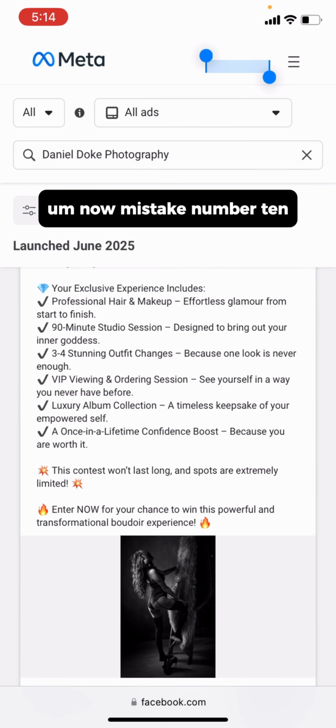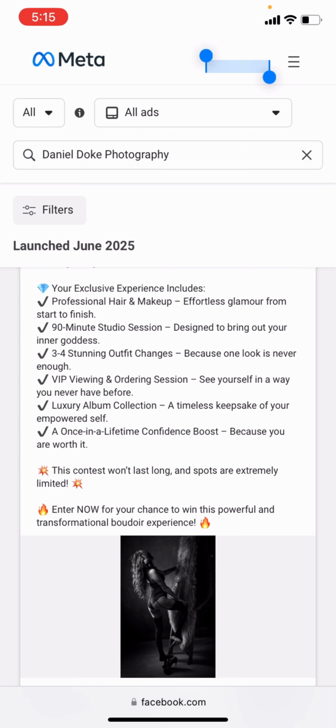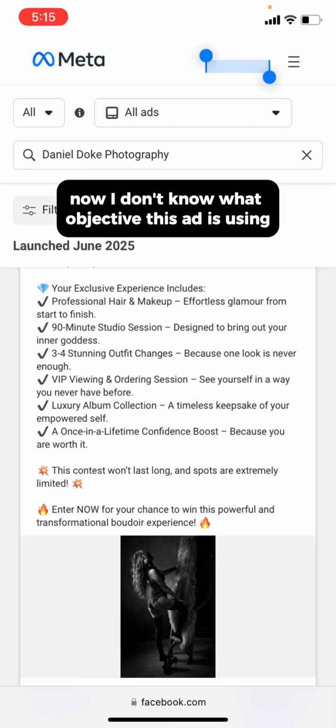Now mistake number 10. Mistake number 10 is using the incorrect objective. Now, I don't know what objective this ad is using.